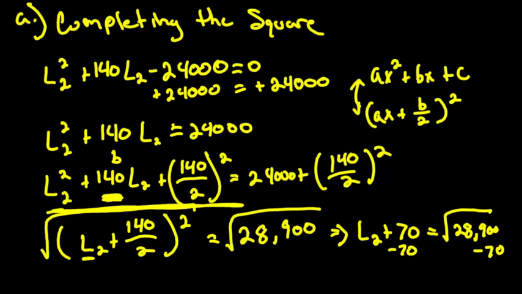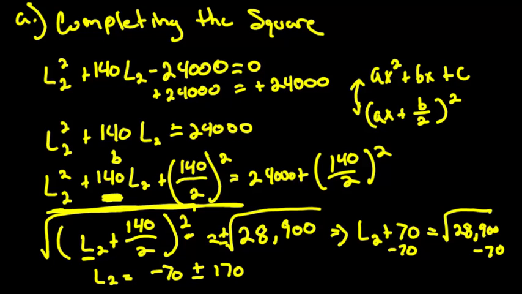We'll subtract on both sides, so we have L2 is now equal to minus 70 plus or minus, because this is a square root, and because it was a square term right here, we know that L2 will contain two answers. Those two answers are going to be plus or minus the square root of this. So we're going to have minus 70 plus or minus the square root of 28,900, which is about 170. And then we would solve for both and see which answer would make the most sense.